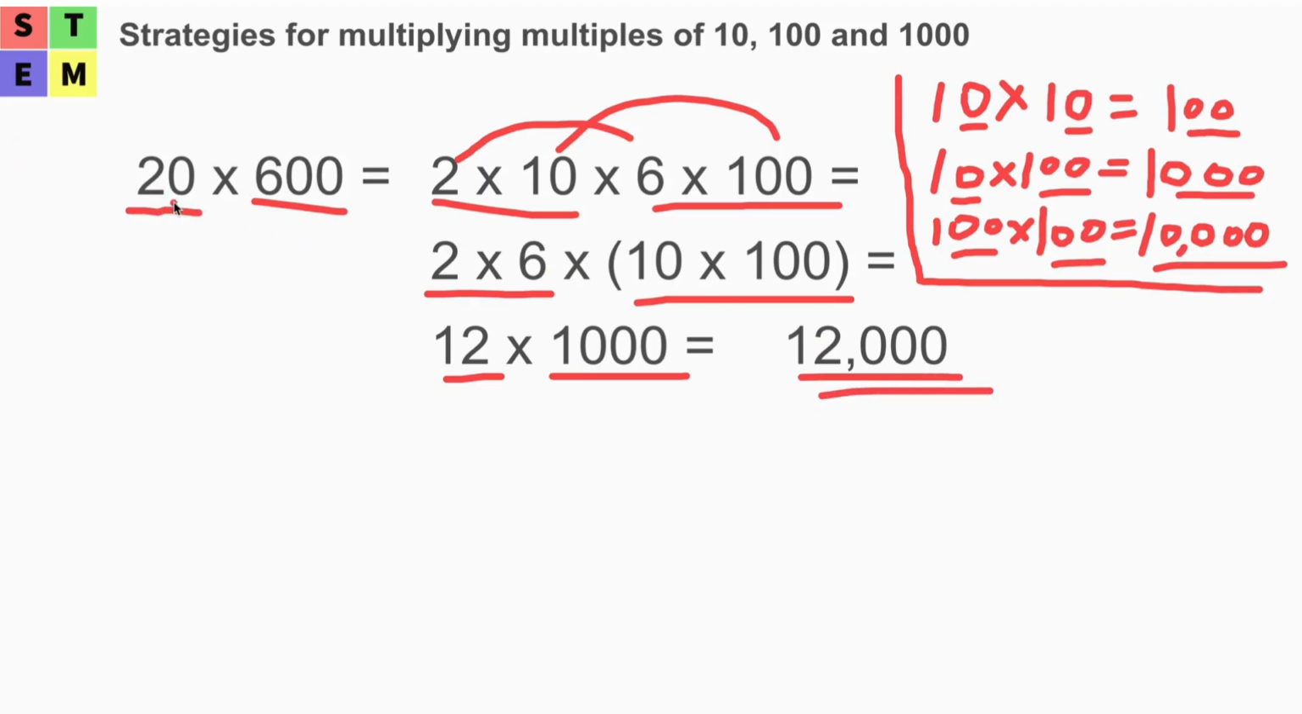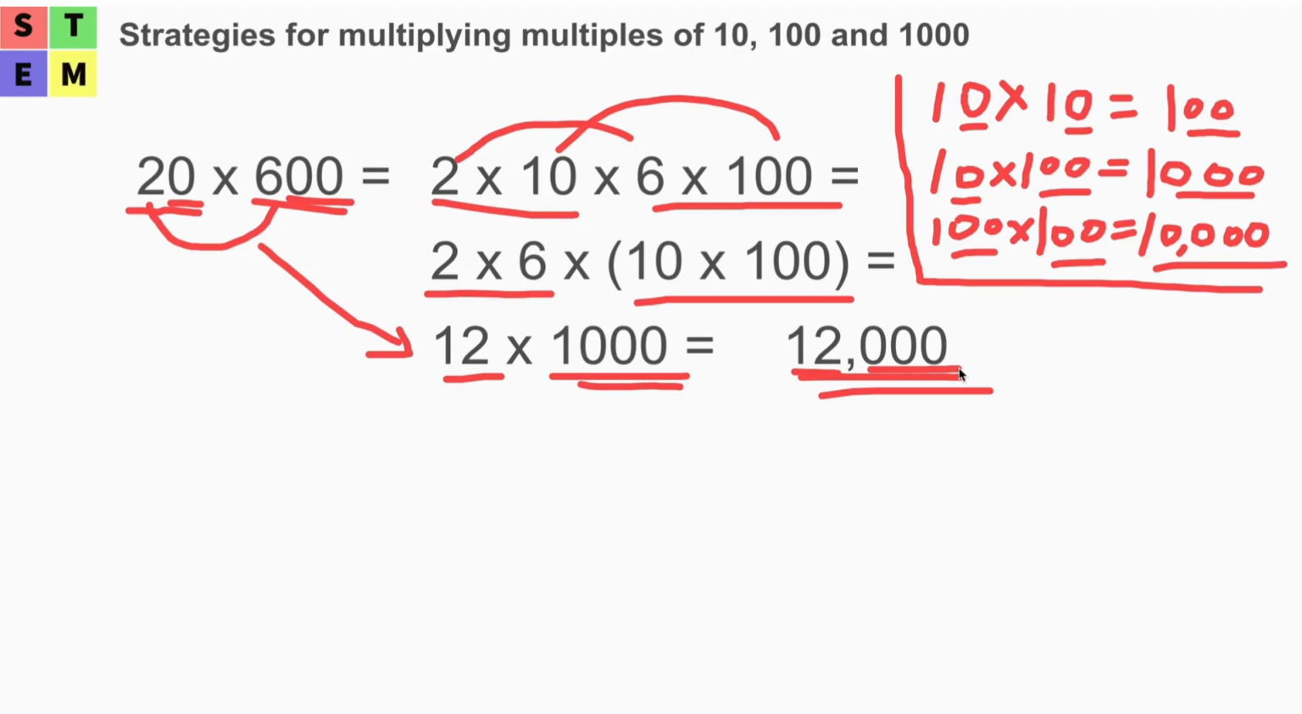So we have 20 with 1 zero there and 600 with 2 zeros there, right? So we got 2 times 6 first, which equals 12. And we have 1, 2, 3 zeros there, which is 1000. And basically we got 12 with 3 zeros at the end.